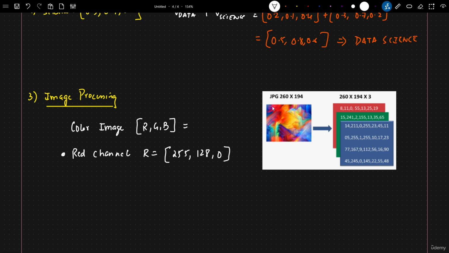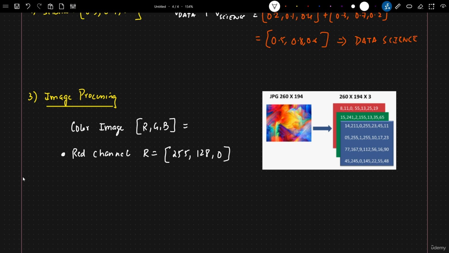RGB images are nothing but pixels. Every frame is divided into many pixels. If I divide this image into the RGB scale, I get the red color frame separately, the green color frame separately, and the blue color frame separately. Let's consider that this is my red channel reading: 255, 128, and the other values are 0.